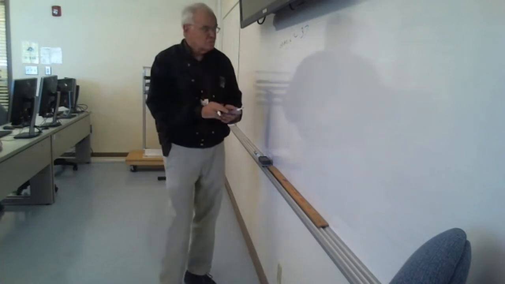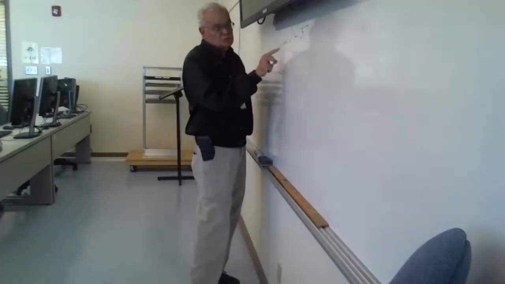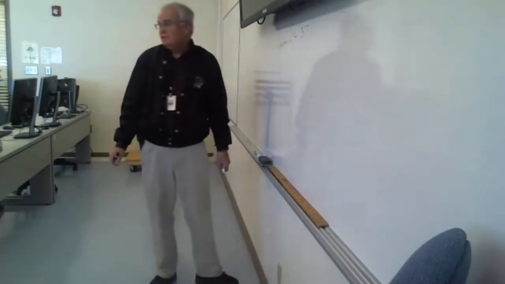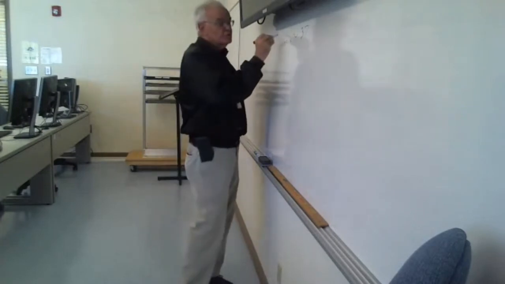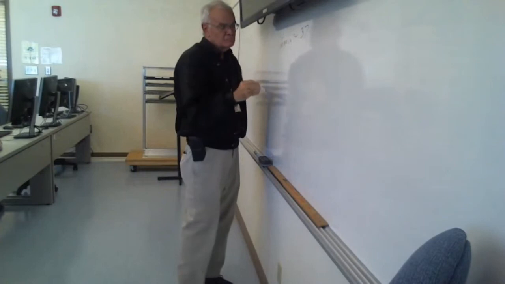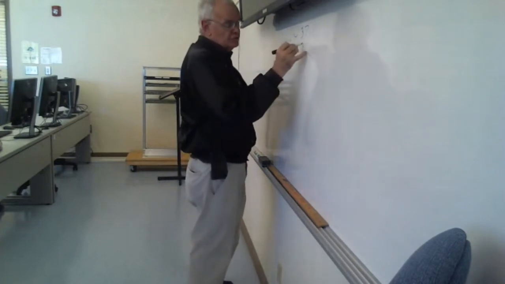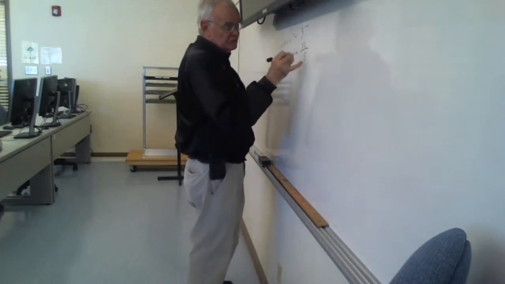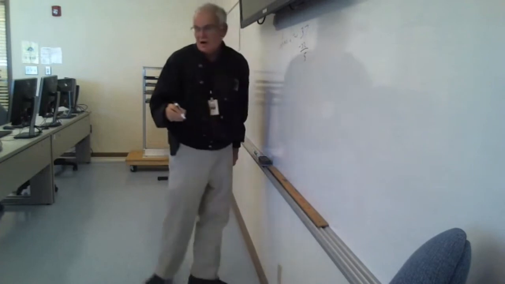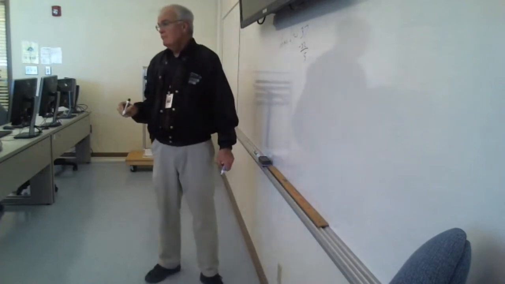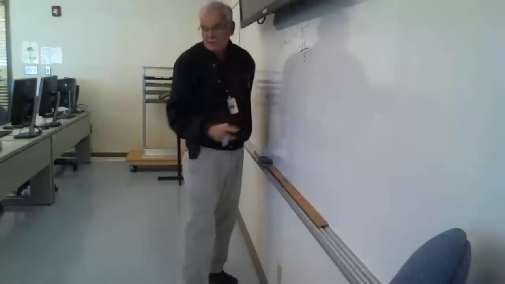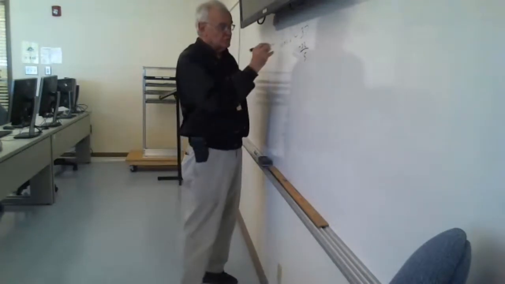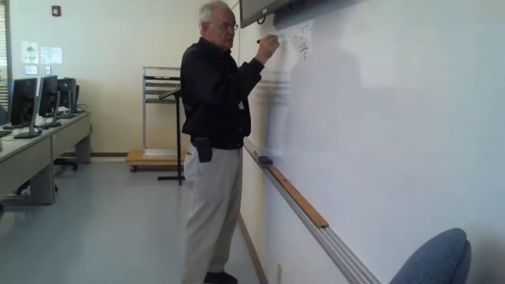So now 32 will go into 37, right? One time, right? So we'll go 1 in the 32s, and we'll subtract 32 over here. We got 5. Okay? 16 will not go into 5, will it? Put a 0 there. 8 won't go either, so a 0 there.